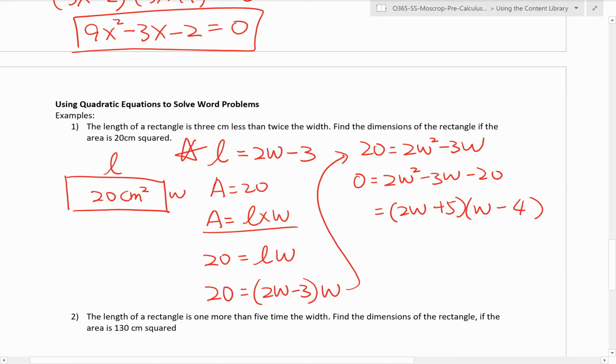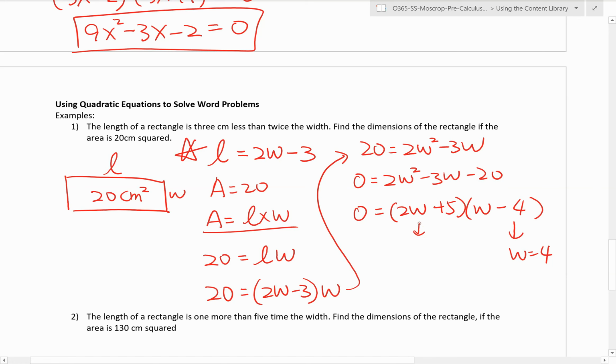Yes. Okay, 2 times negative 4 is negative 8. 5 times 1 is positive 5. Negative 8 plus 5 is negative 3. 5 times negative 4 is negative 20. This is perfect. Now we can solve for w. I think this one's easy. This means w is equal to 4.